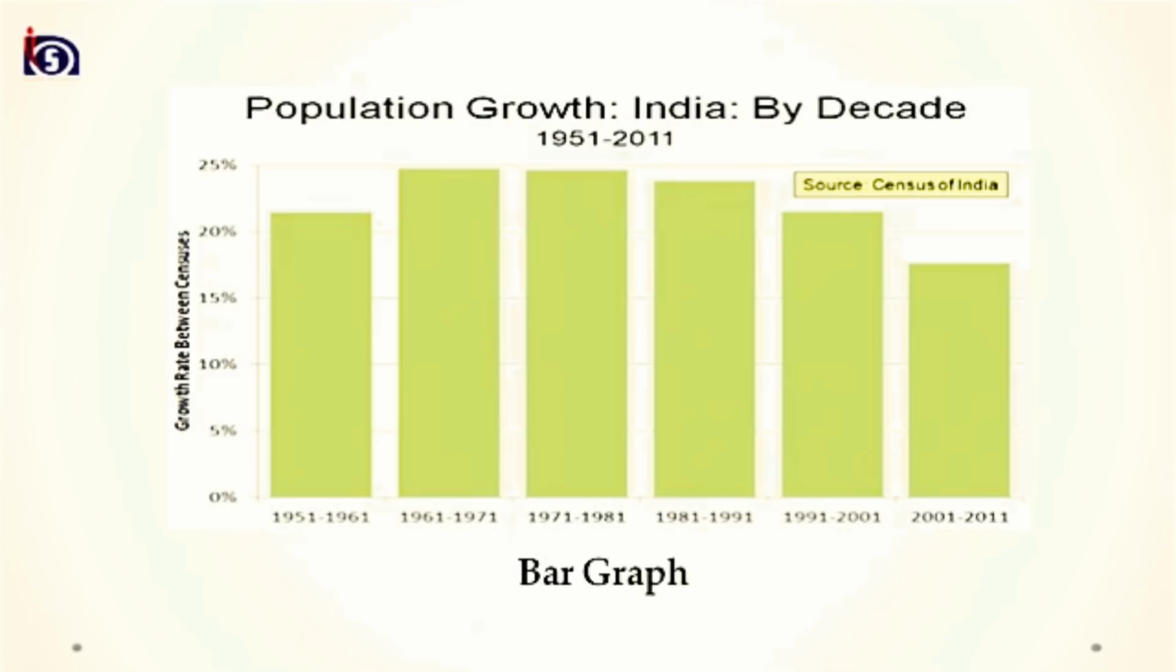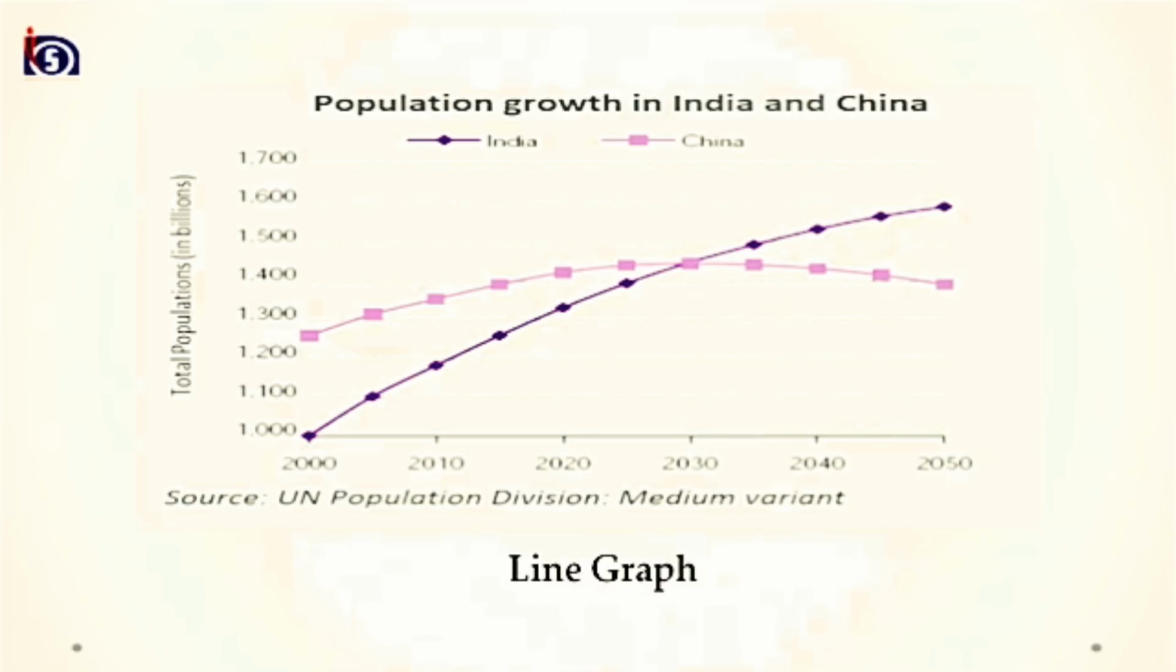Now coming to the examples of different graphs, on your screen there is an example of a bar graph which is showing the population growth in India by decade. It's a simple kind of bar graph. On the x-axis it is showing the year, and on the y-axis it is showing the percentage growth in the total population of India. Now we are also having a line graph on your screen. The line graph is also showing the population growth in India but in absolute terms. Now there is a pie graph on your screen.